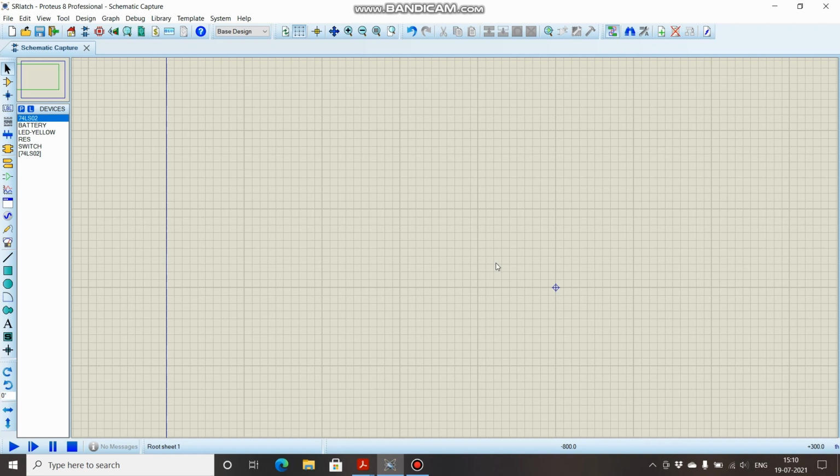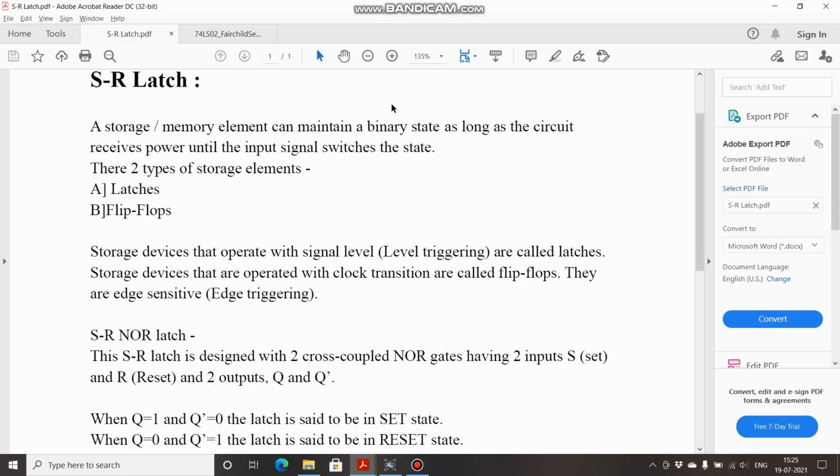So let's get started. A circuit which is capable of storing data is called a storage element or a memory element. There are two types of storage element. First is the latches, the other is flip-flops. Latches are devices that operate with signal level, meaning the output will vary as per the input signal level. In this video, we are going to talk about the SR latch.